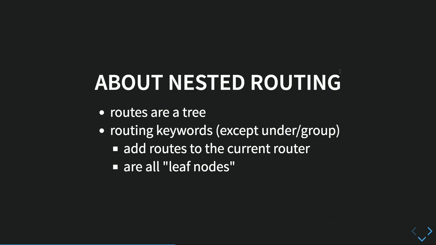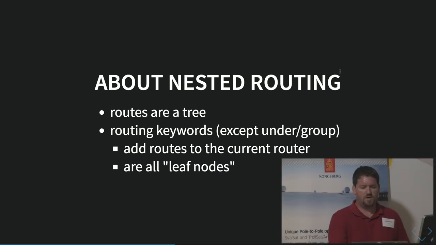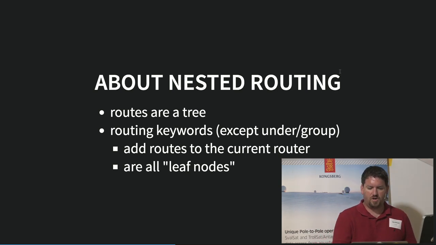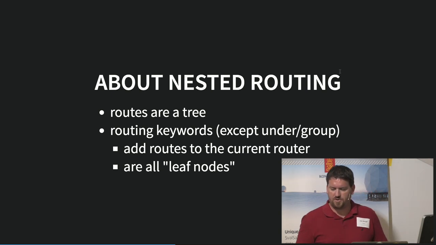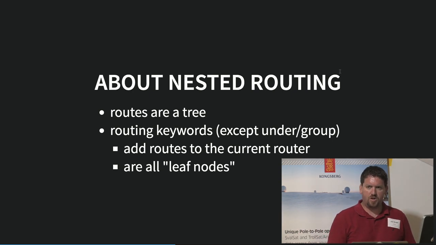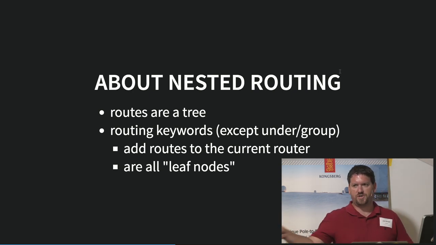Now we get to the hardest part of the whole process, I think, the nested routing. So we have to explain nested routing a little bit. In Mojolicious, routes are a tree. And the routing keywords, with the exception of under and group, add routes to the current router. And the current router is almost always the top-level router, the slash route. And all of those are then leaf nodes. They're all endpoints that you can hit.